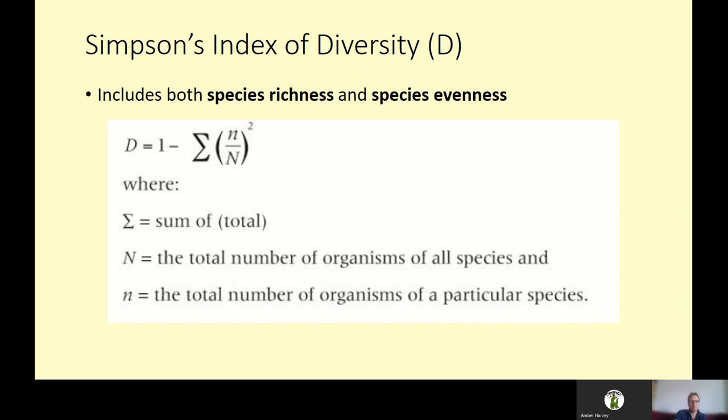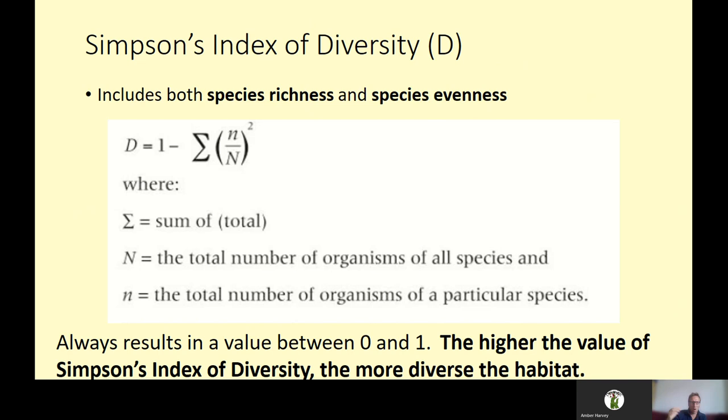D is the index of diversity. It is equal to 1 minus the sum of n over N, all squared, where n is the number of a particular species and N is the total of all species. It always gives us a value between 0 and 1. The closer that value is to 1, the more diverse the habitat, so the greater the biodiversity within that habitat.